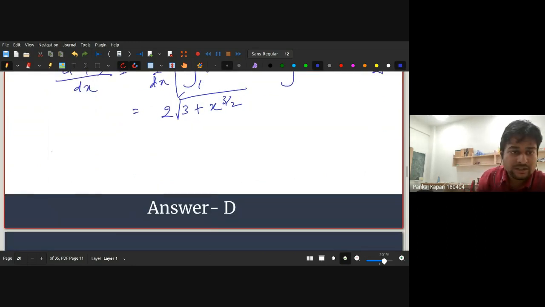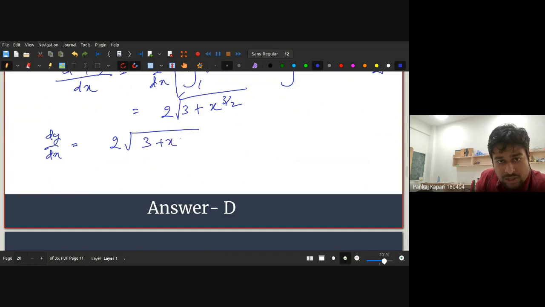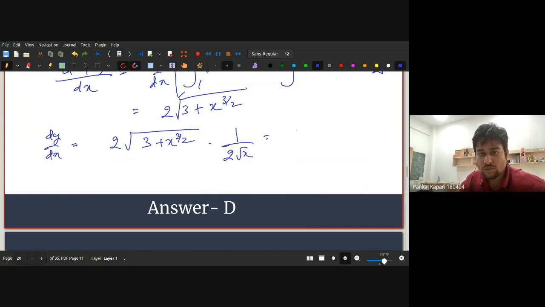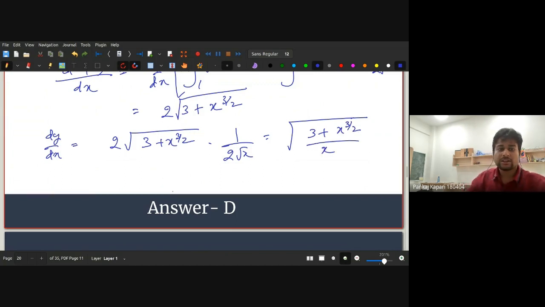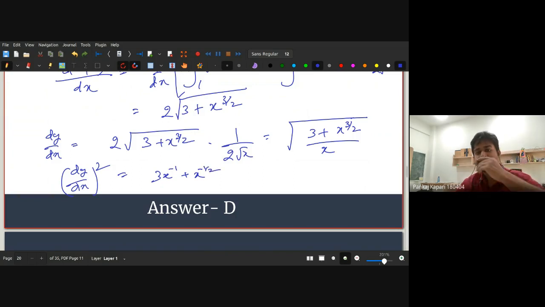So let's write dy by dx. How can we write dy by dx? It is 2 times (3 plus x)^(3/2) into 1 over 2 times root x, right? Now you can cancel this 2, and in the square root you can write it as (3 plus x)^(3/2) divided by x, right? And therefore if you take the square on both sides, the square of this derivative, you will have 3x inverse plus x to the power minus half, right?